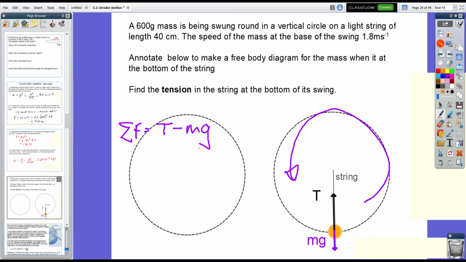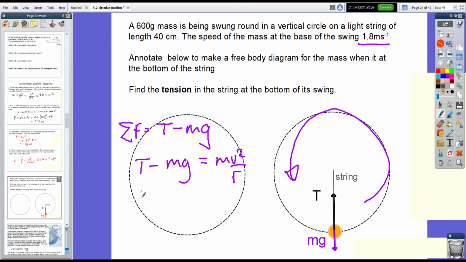It's not the tension that's causing the centripetal force, it's the sum of the forces. So the tension does not equal mv squared over r, or m omega squared r. It's T minus mg that is the resultant force on the object. So I can say T minus mg equals mv squared over r. I've chosen to use mv squared over r because I've been given the speed. If I'd been given the angular velocity, I'd use that.